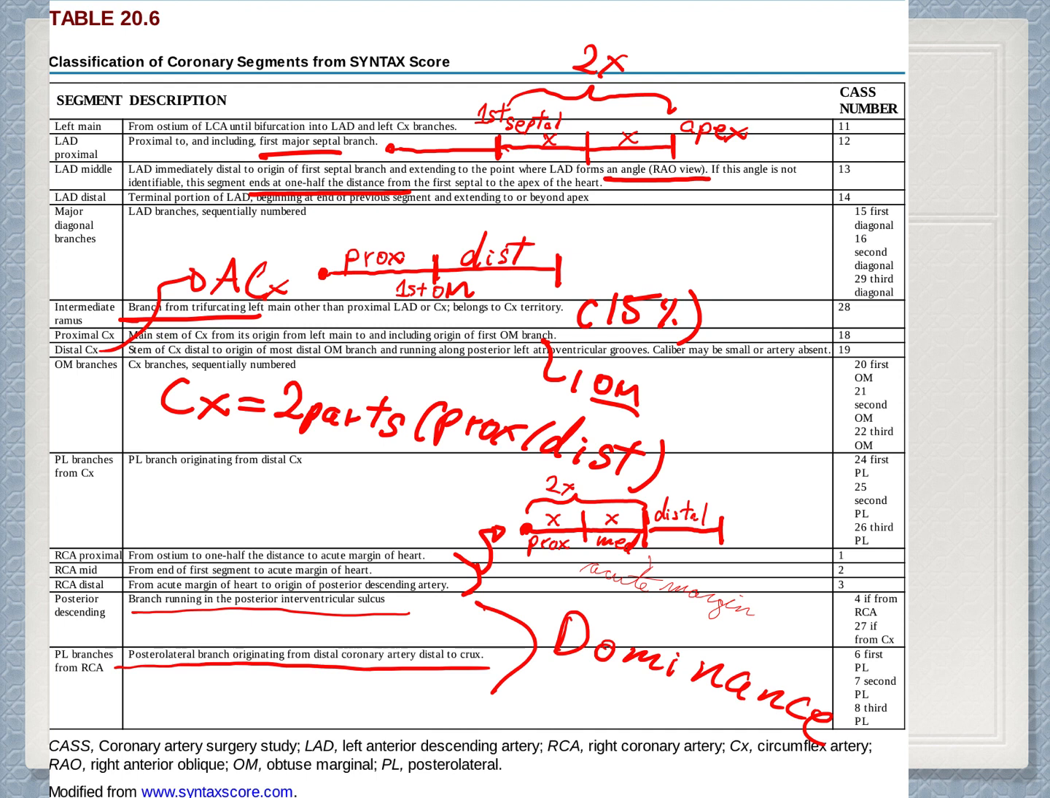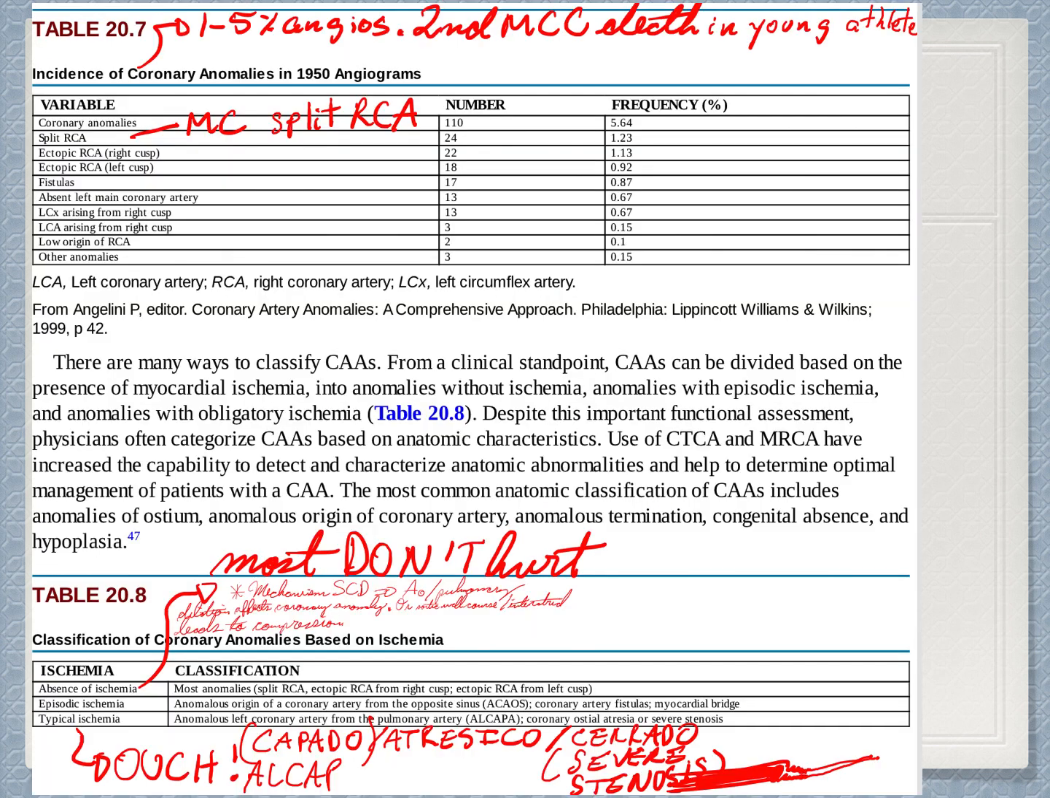How can you determine which is which? Just cut that section in half, and everything that is after the acute margin is distal. And dominance we already talked about: posterior descending and posterior lateral branches.